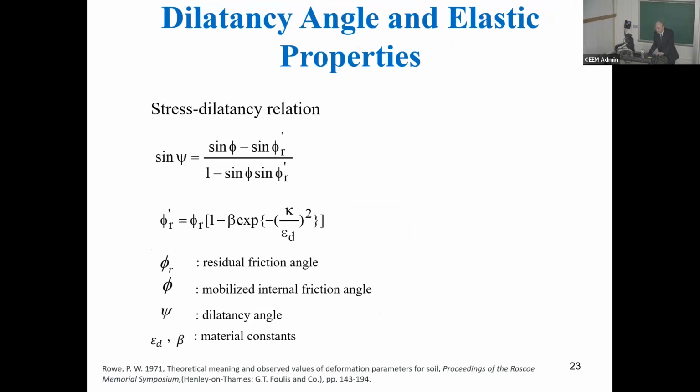And in this model, dilatancy R is given by the stress dilatancy relation. This stress dilatancy relation was developed by Rowe. This function is a little bit different from Rowe's, and the residual one is changed a little to fit the real material.